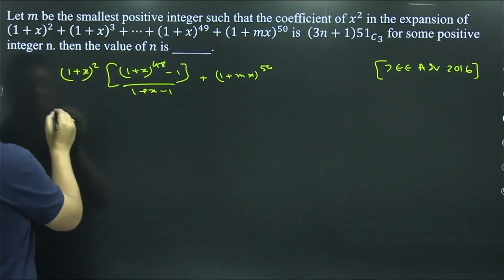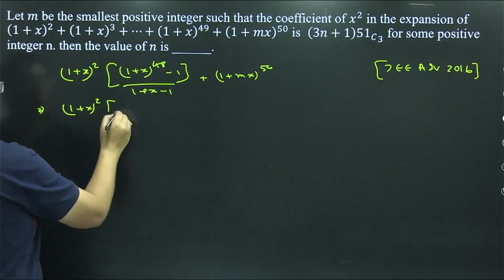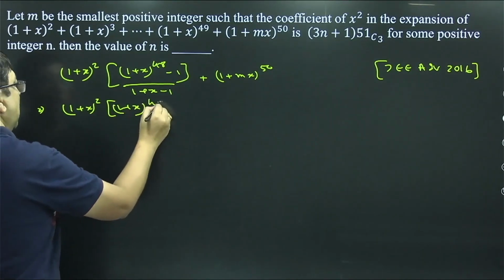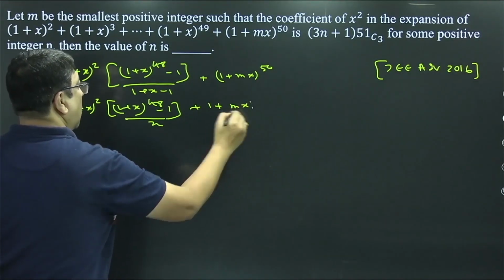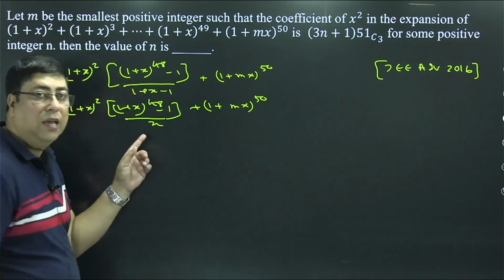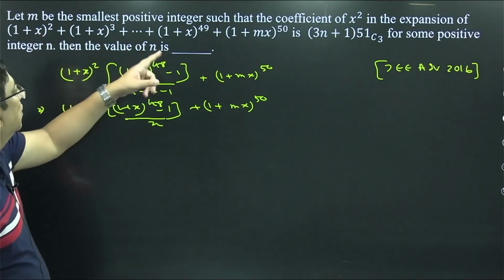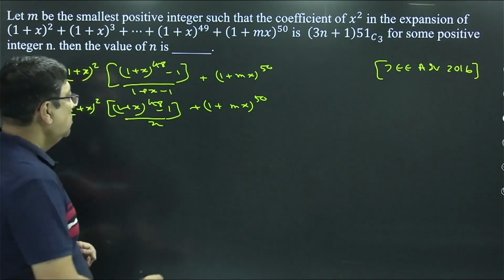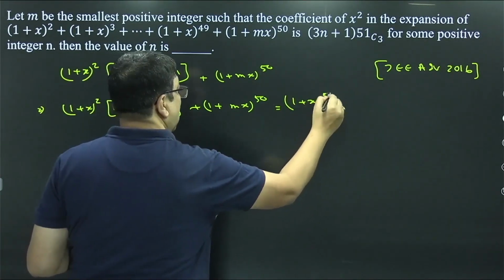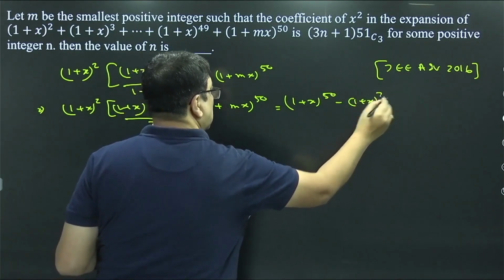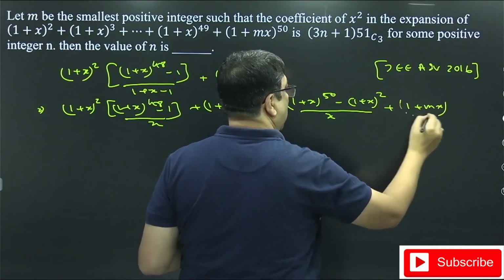So in this case, (1 plus x) square into ((1 plus x) to the power 48 minus 1) by x, plus (1 plus mx) to the power 50. We have to search for the coefficient of x square. Let us write again. This comes to ((1 plus x) to the power 50 minus (1 plus x) square) divided by x, plus (1 plus mx) to the power 50.